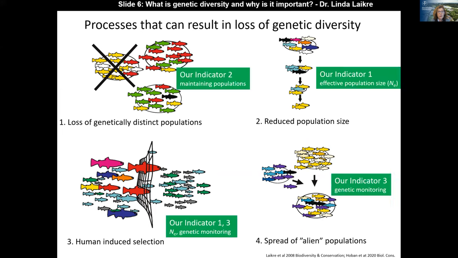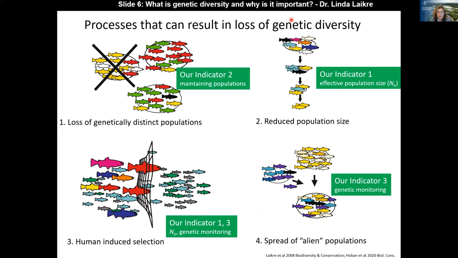So these are four mechanisms of loss, and you need indicators to monitor them. And our indicator one, the NE indicator currently suggested as a headline indicator, focuses on this within population component. Indicator two concerns maintaining populations within species. And our third indicator, for which you need genetic data, can detect these types of processes.